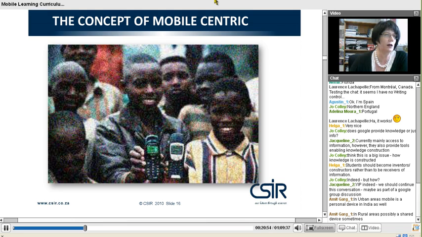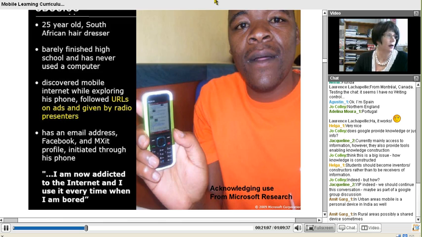So let's have a look at the concept of mobile-centric. I'm not going to go into the concept of PC-centric because I think that is the generally accepted norm. I'm going to spend a little bit of time on the mobile-centric just to give you an idea of the other. So thank you very much to Microsoft Research.